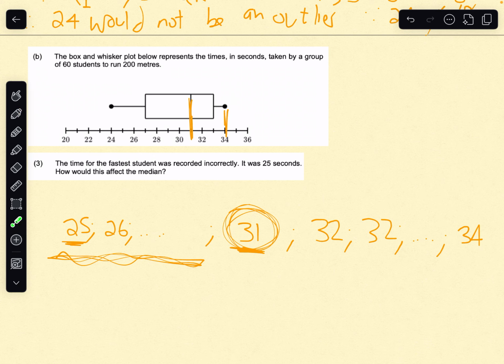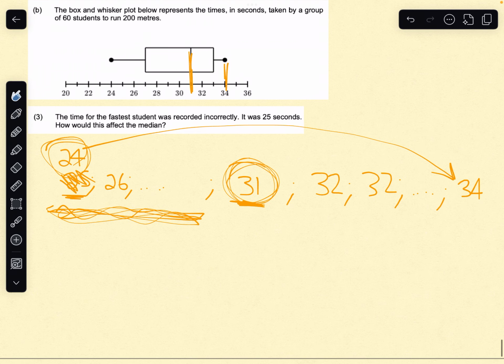Whereas if, for example, we were to discover that the fastest student's time was completely wrong, because the person writing it down had illegible handwriting, so actually their time was not 24, it was 34. Now this 24 has to be removed from the bottom half and moved to the upper half. That is actually shifting everyone's positions. It's not just playing around in the bottom half, but the middle is still the middle.